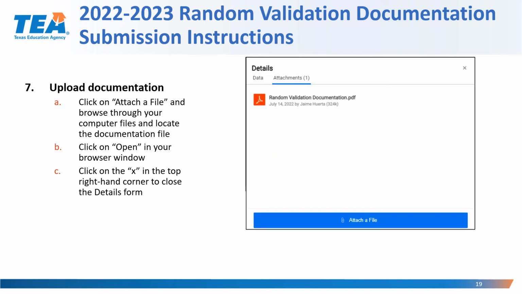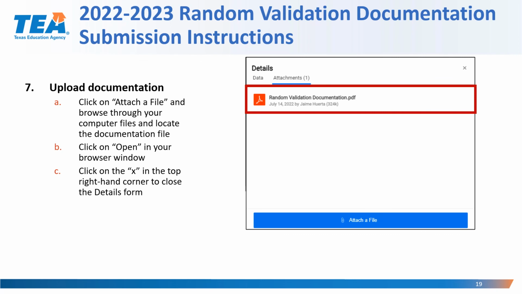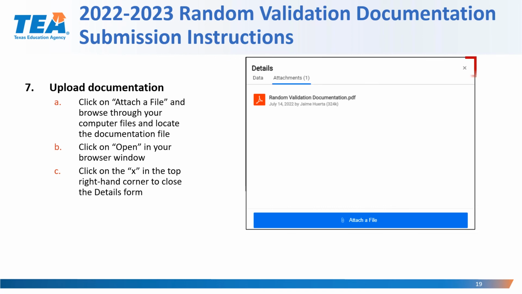Click Open, and you'll notice that on the Attachments tab, you'll see the file populate. That means that TEA now has access to the documentation that you've attached to the attachment file. You'll also note that under Attachments, you'll see 1 because there is one attachment that has been uploaded to the system. Once you've successfully attached your file, you're going to want to click on the X in the top right-hand corner to close the Details form.